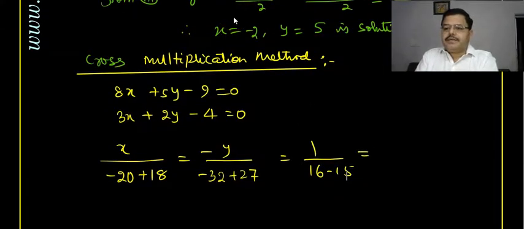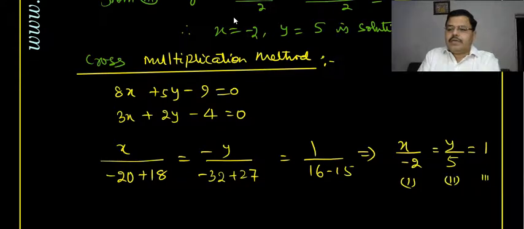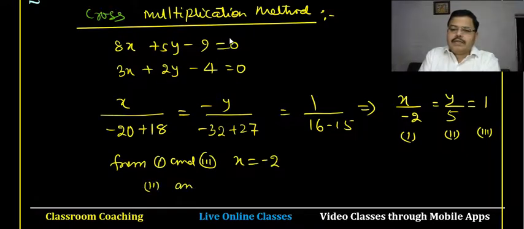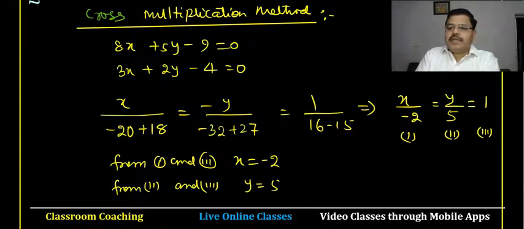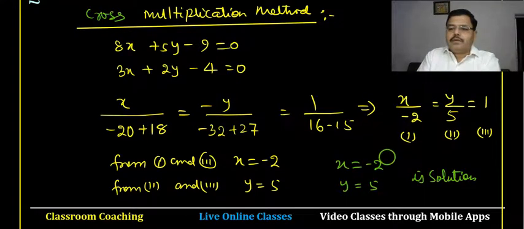Finally, we can write it as x upon minus 2 is equal to y upon minus 5, but due to the negative sign it will be 5, and here 1 upon 1 is 1. So from first and third, we can write x is equal to minus 2, and from second and third, y is equal to 5. So the same solution is there: x is minus 2 and y is equal to 5 is the solution.